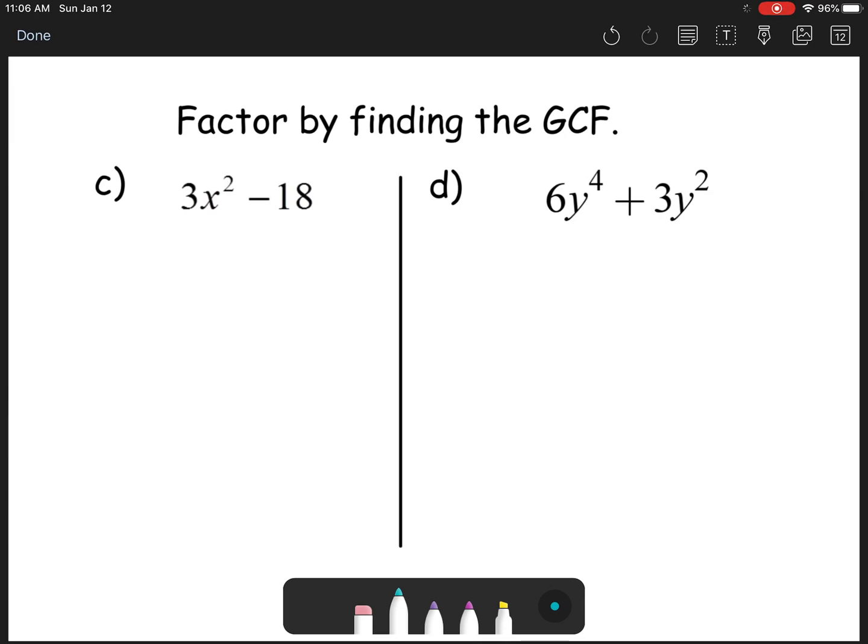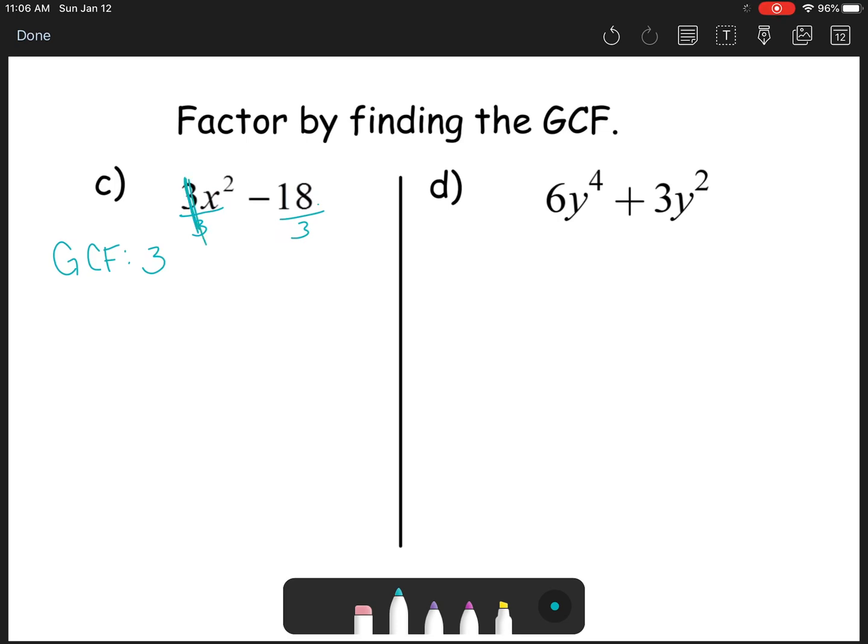Well, looking at this one, I can already tell I can't take an x out because my negative 18 doesn't have any x's in there. And then looking at my coefficients, my numbers, I have a 3 and I have an 18. Well, the only thing that goes into 3 and 18 is 3. So notice how I was able to do that in my head instead of writing it out.